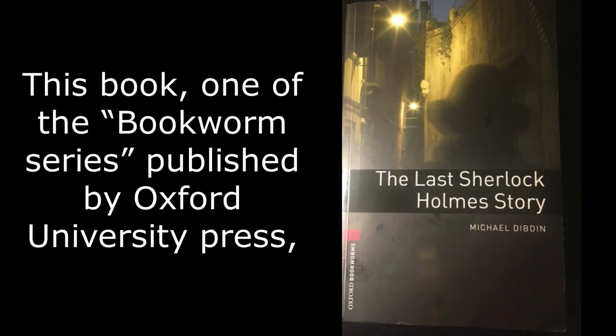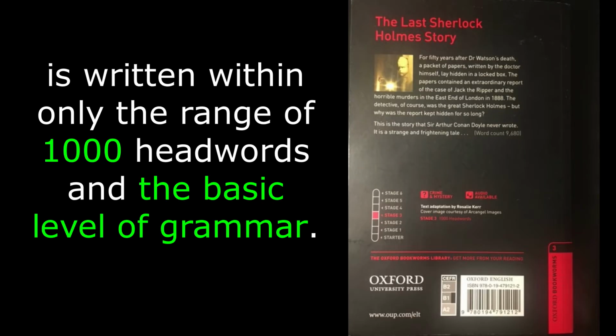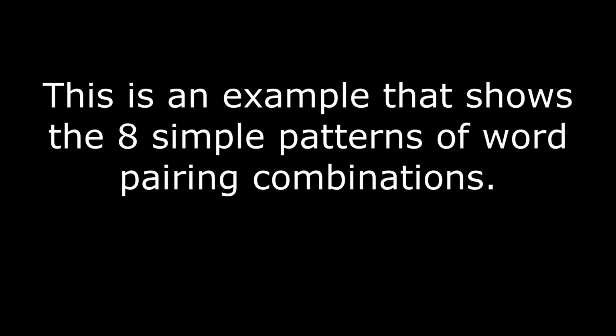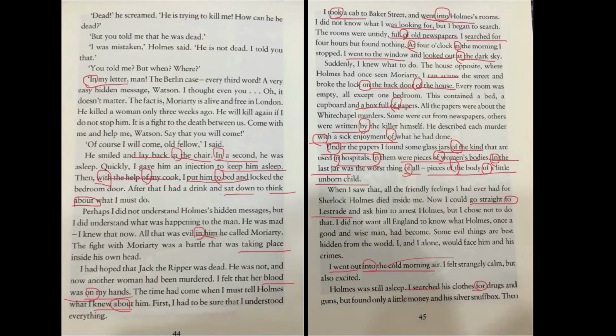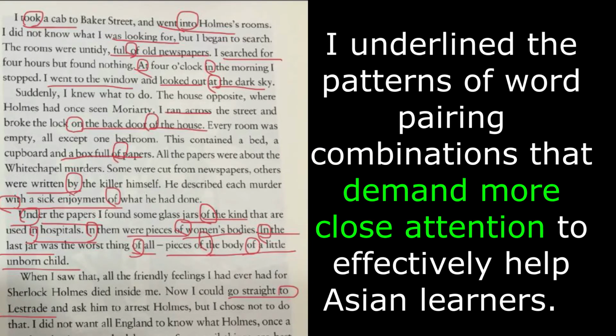This book, one of the Bookworm series published by Oxford University Press, is written within only the range of 1,000 headwords and the basic level of grammar. This is an example that shows the 8 simple patterns of word pairing combinations. I underline the patterns of word pairing combinations that demand more close attention to effectively help Asian learners.